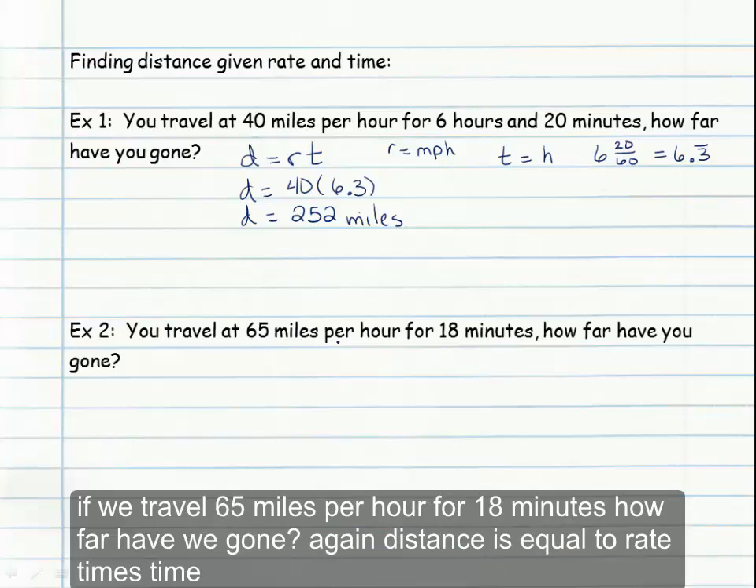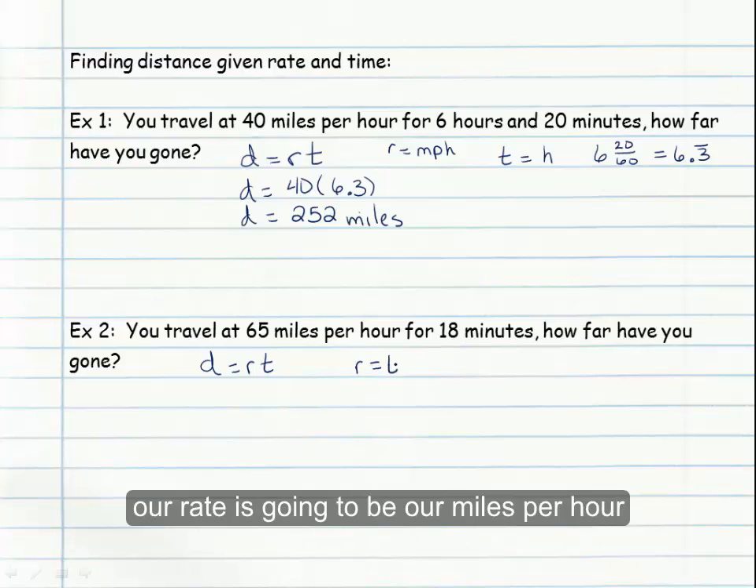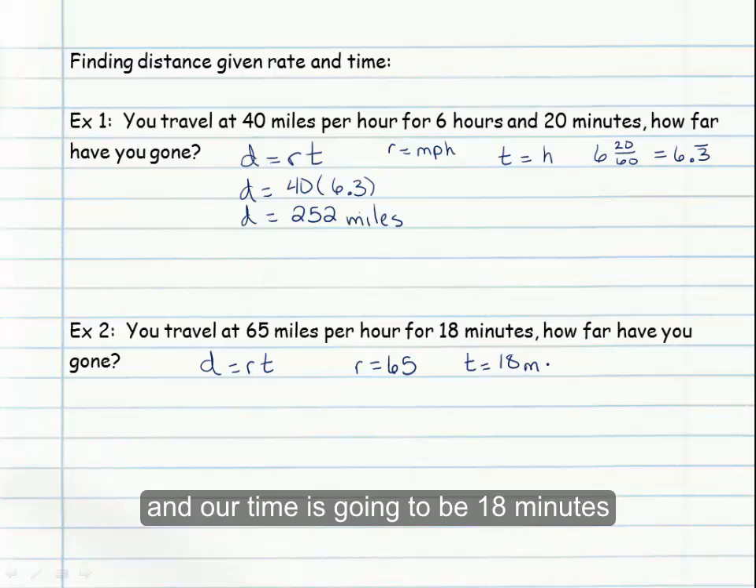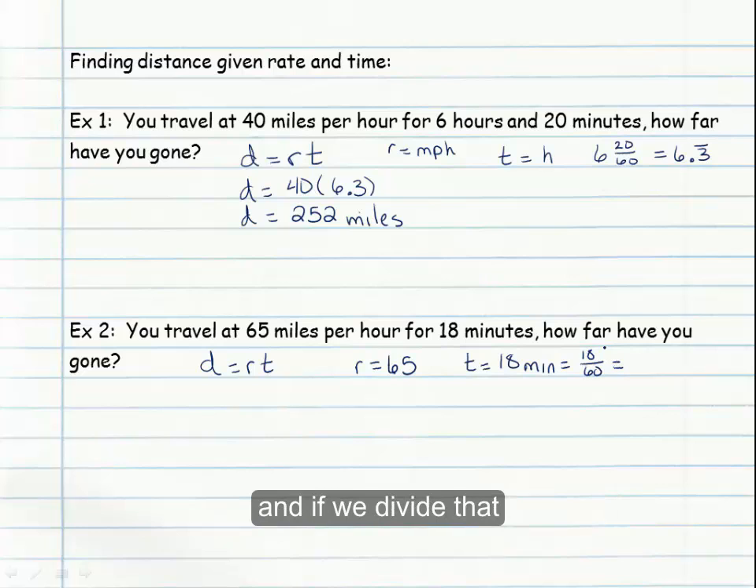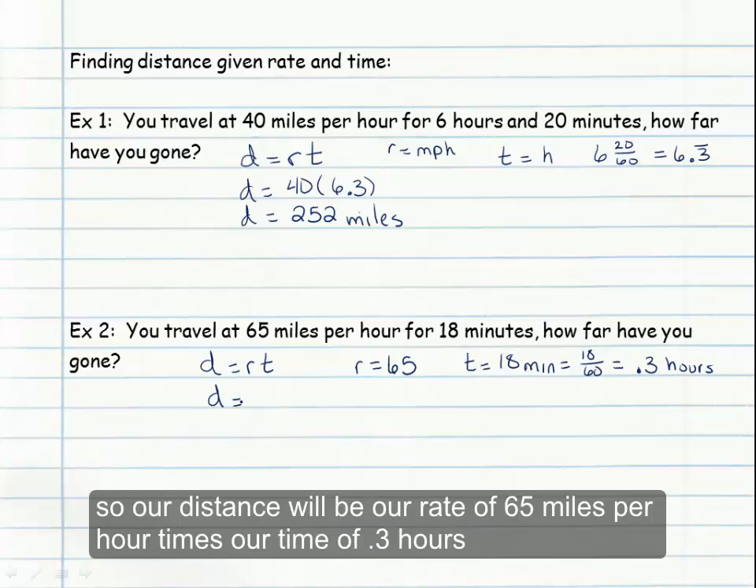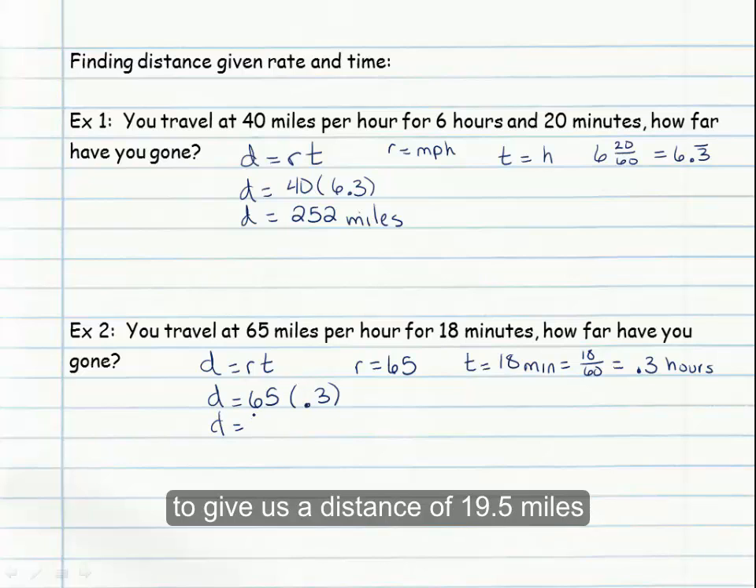If we travel 65 miles per hour for 18 minutes, how far have we gone? Again, distance is equal to rate times time. Our rate is going to be our miles per hour, and our time is going to be 18 minutes, which is 18 minutes over 60 minutes. And if we divide that, we're going to get 0.3 hours. So our distance will be our rate of 65 miles per hour times our time of 0.3 hours to give us a distance of 19.5 miles.